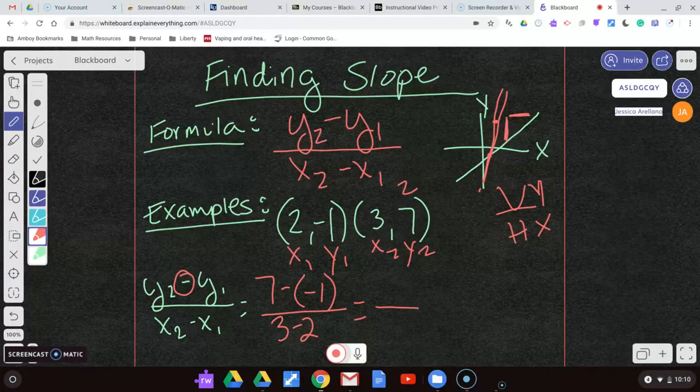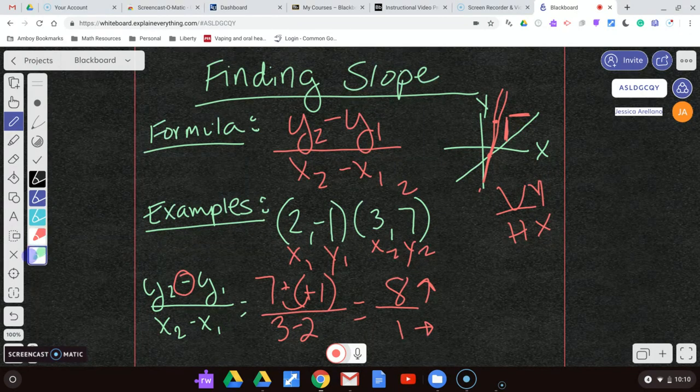And then I'm simply going to actually do the subtraction. So on the top, 7 minus -1. Remember, a minus negative becomes positive. He's all happy. And I end up with 8 on top. In the denominator, 3 minus 2 will give me 1. So that means for every one space that I go to the right, I need to go up 8 spaces. That's why it's so steep up here on this graph.